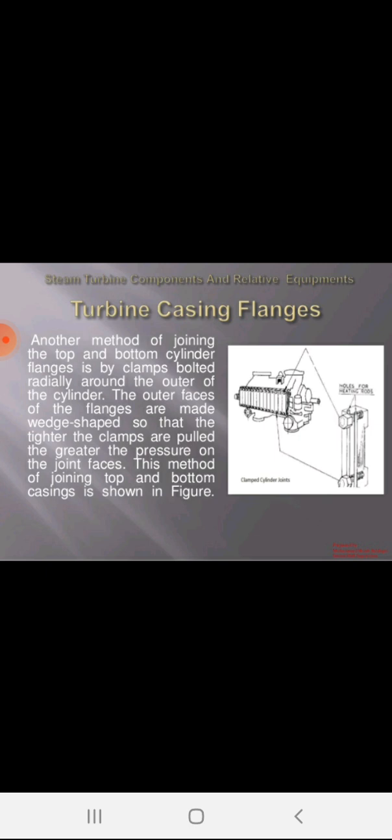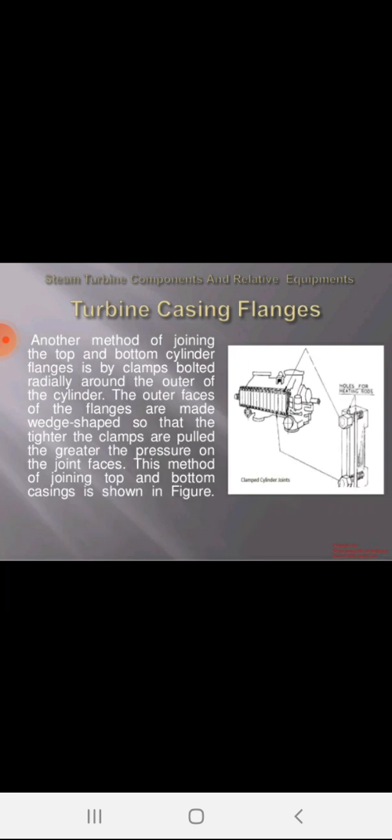Turbine casing flanges. Another method of joining the top and bottom of the cylinder flanges is by clamping, bolted radially around the outer part of the cylinder. The outer faces of the flanges are made in a wedge shape so that the clamp pulls with greater pressure on the joint faces. The method for the top and bottom casing is shown in the figures.